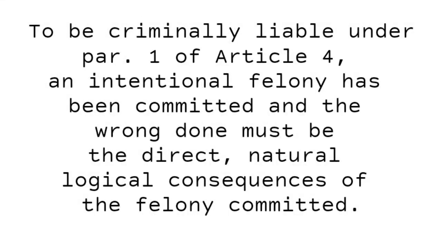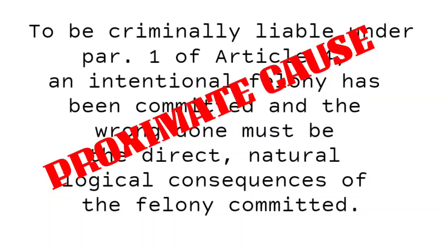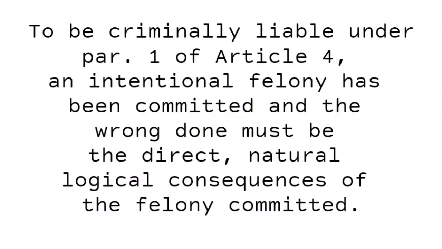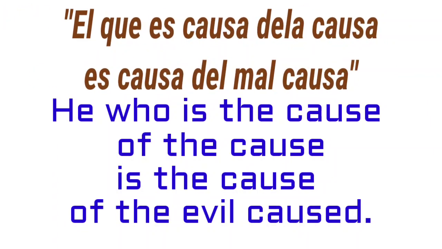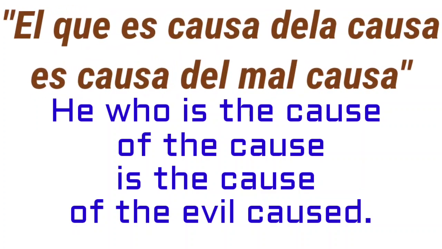For a person to be criminally liable under paragraph 1 of Article 4, the following requisites must be present. First, that an intentional felony has been committed, and second, that the wrong done to the aggrieved party be the direct, natural, and logical consequence of the felony committed. In short, the unlawful act of the offender must be the proximate cause of the resulting felony. If there was an effective intervening cause other than the person's unlawful act that caused the ensuing felony, then the person may be relieved from criminal liability. The rationale of paragraph 1 is the maxim "el que es causa de la causa es causa del mal causado." He who is the cause of the cause is the cause of the evil caused.